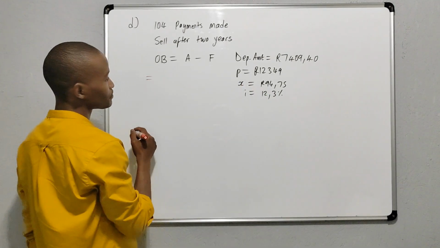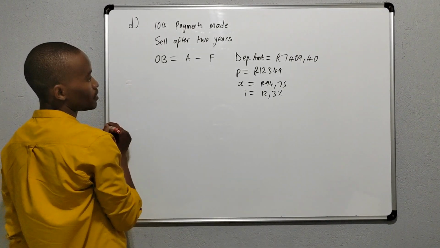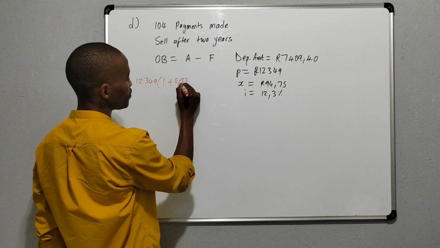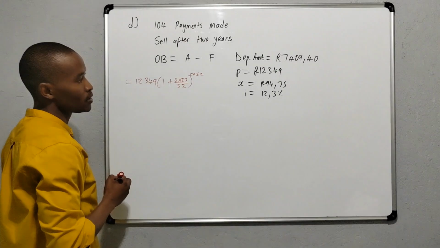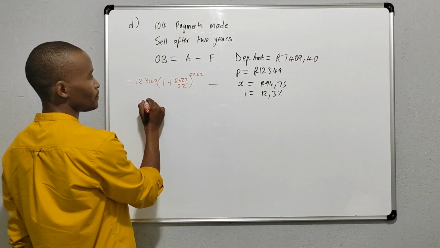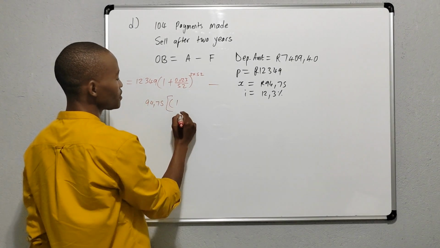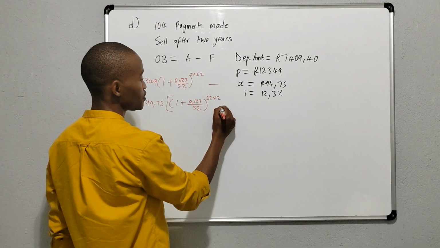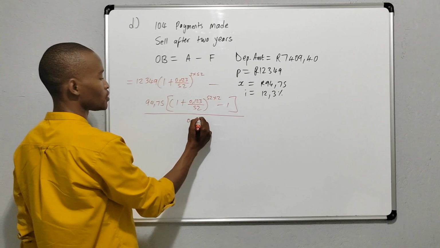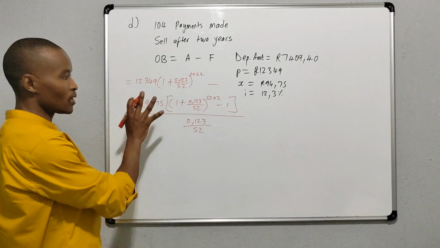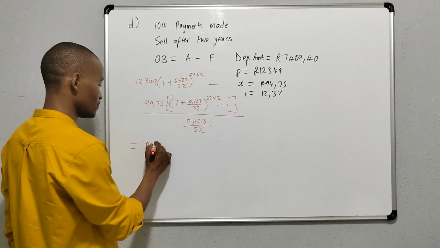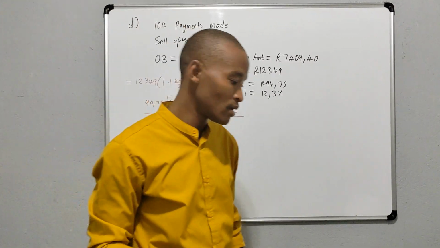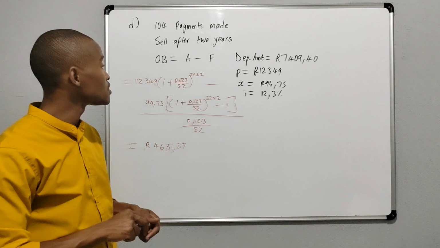Good. So what do we have here? Let me just write it here. The present or the principal amount is 12,349. It's (1 plus 0.123 over 52) to the power 2 times 52. Okay, minus 94 rands and 75. This is (1 plus, what is the i, 0.123 over 52) to the power 52 times 2, minus 1, over 0.123 over 52. And if you plug this into your calculator, you will get this answer, 4,631 and 57 cents. Okay, so this takes care of this question D.